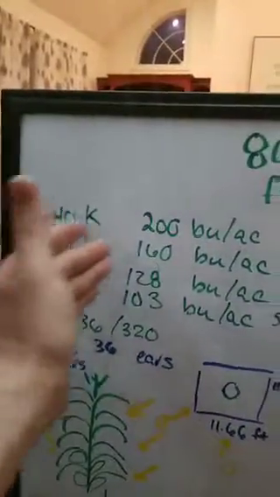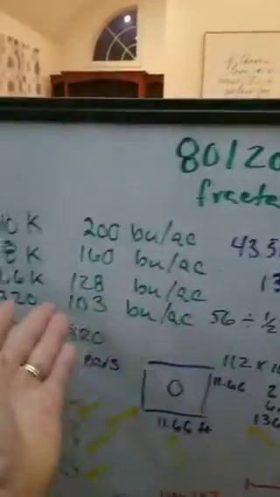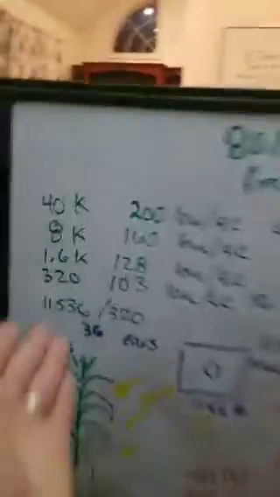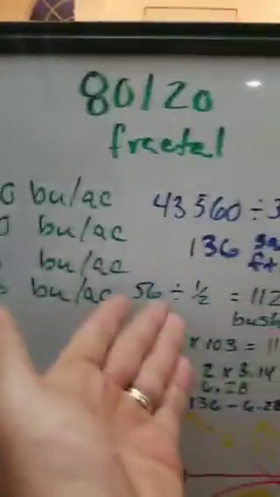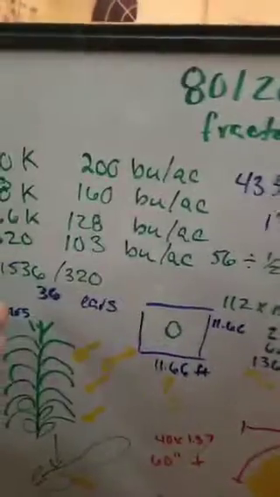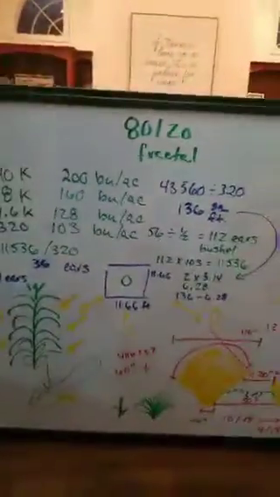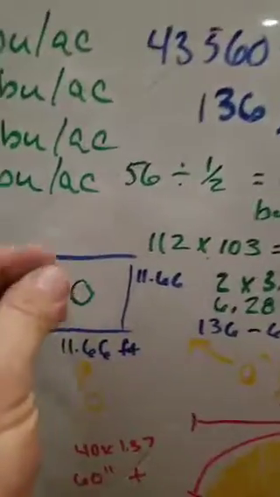So 8,000 plants, 160 bushels; 1.6 thousand plants. Just imagine how thin that is. 128 bushels the acre. 320 plants, 103 bushels per acre. So if you were down to just 320 plants in an acre, 103 bushels, then if each ear was half a pound, you would need 112 ears for a bushel. So that would take 11,000 ears, and the math boils down to this one corn plant, even though we're 11.6 feet in a square, and it just takes up a minute amount. It can almost get, I got to 36 on here.